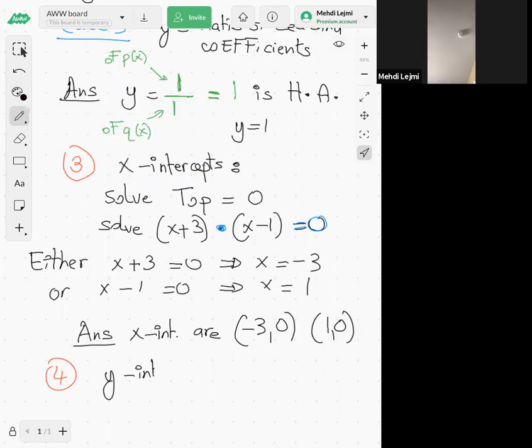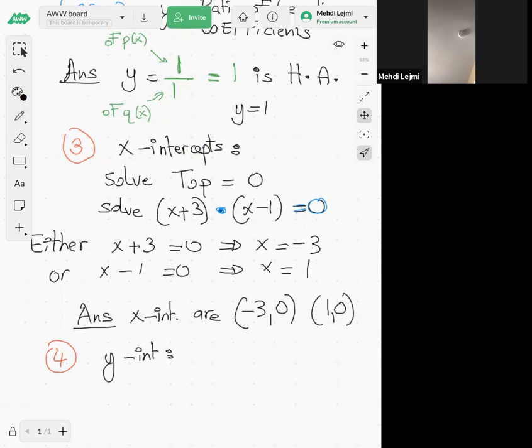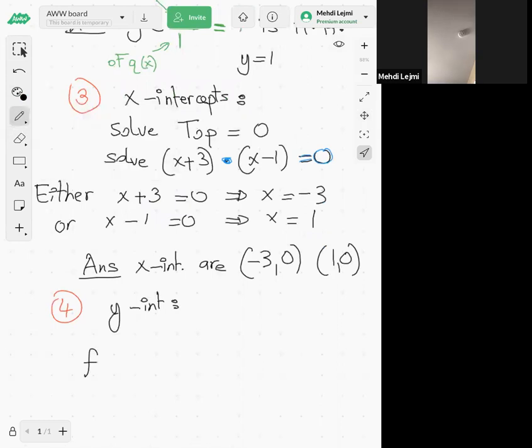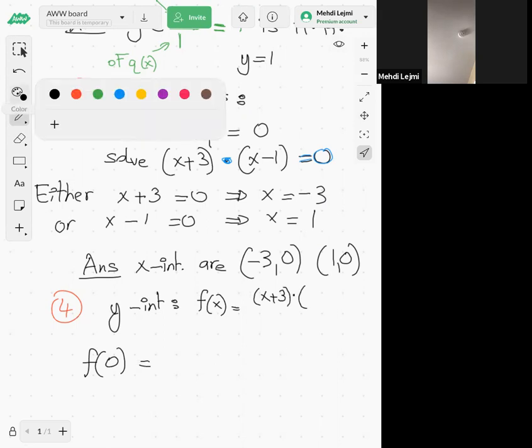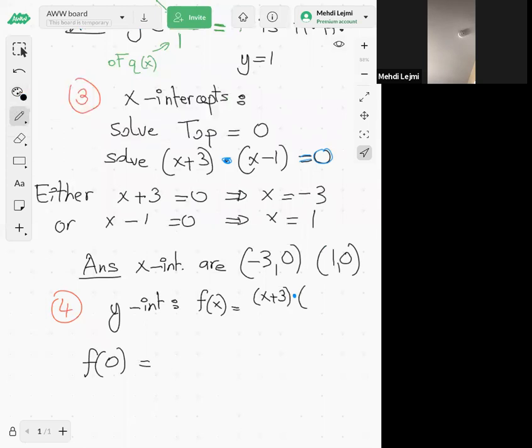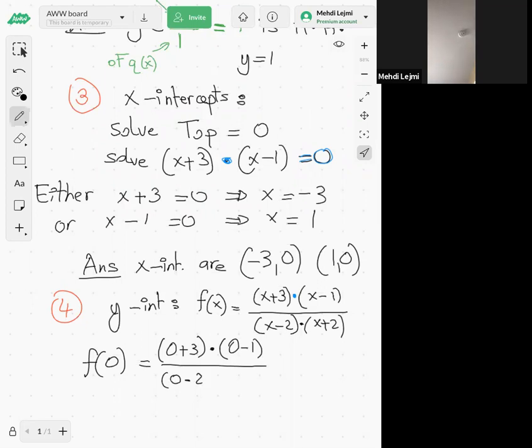Y-intercept. So in the y-intercept, guys, just plug 0 in the function f. So we have to evaluate f of 0. f of x is x plus 3 times, and this is actually a common mistake, so just be careful, guys. I think this is times, right? This is multiplication. So x plus 3 times x minus 1 over the x minus 2 times the x plus 2. So if you plug 0, let's see, 0 plus 3 times 0 minus 1 over the 0 minus 2 times the 0 plus 2.